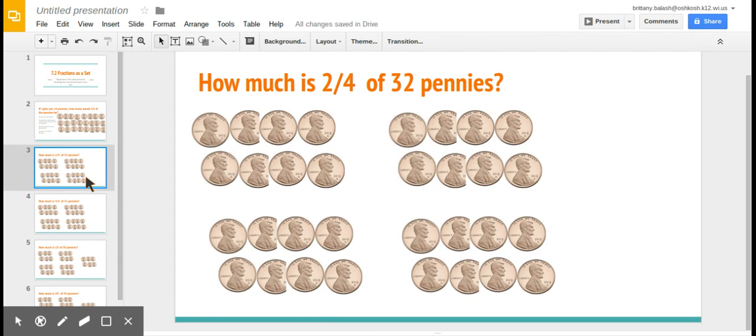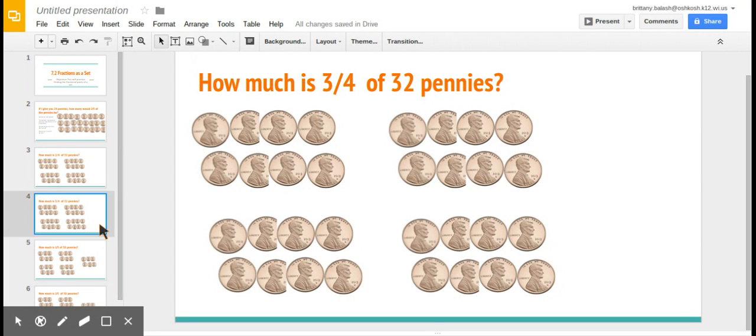So how much would 2/4 of 32 pennies be? Well, I took my 32 pennies and I already divided them up into 4 equal groups. All right, and you're going to practice this with me when you're at the back table because we're going to use manipulatives and you're actually going to physically divide them up. So we had 32 pennies and I divided them into 4 equal groups. In one group, I have 8 pennies. Okay, so I need to add up 2 of those groups. And 2 of those groups, so 8 and 8, is going to be 16 pennies. Okay, so there's 16 pennies in 2/4 of that group.